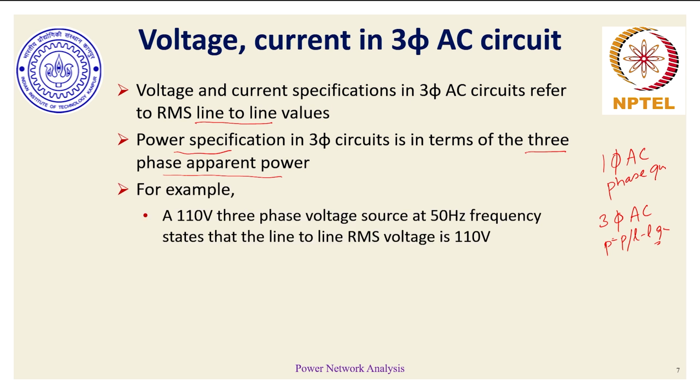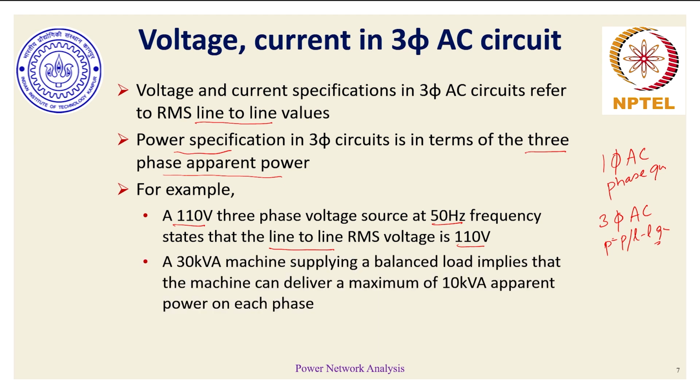So for example, if I have a three-phase voltage source of 110 volt operating at 50 hertz, then it means that for this three-phase voltage source, the RMS voltage across phase-to-phase or line-to-line is 110 volt. It's not the phase voltage which is equal to 110 volt. Phase voltage and line-to-line voltage would differ, specifically for star connection. Similarly, for a machine of 30 kVA supplying a balanced load, it would mean that the maximum single phase power which this machine can deliver under balanced condition is not going to be more than 10 kVA. 30 kVA by 3 is 10. So that's how individual phase power or capacity is defined for balanced operation.